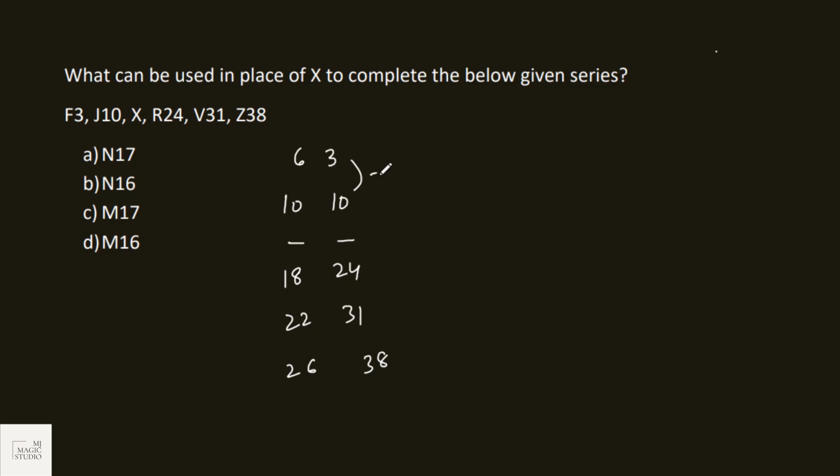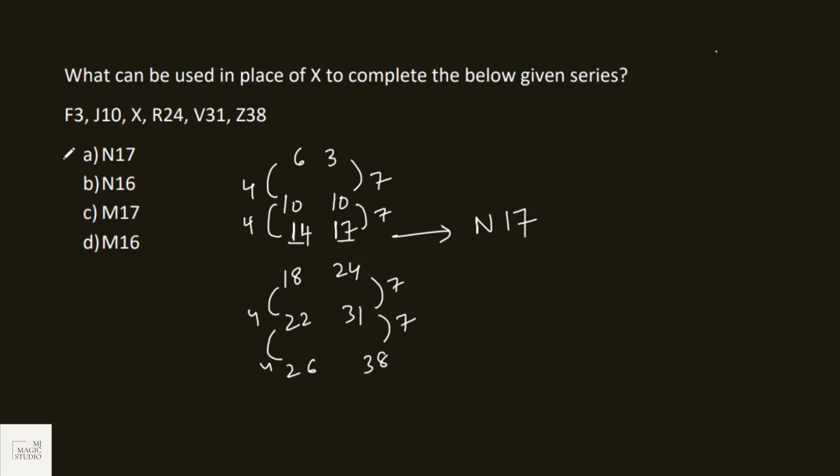Here we can see difference of 7. Here also difference of 7. Here also difference of 7. Here also should be difference of 7. It should be 17. There is difference of 4, 4, 4. Here also should be difference of 4. That means this position should be 14. And the 14th alphabet is N. That means the missing one is N17. Option A is the pick.